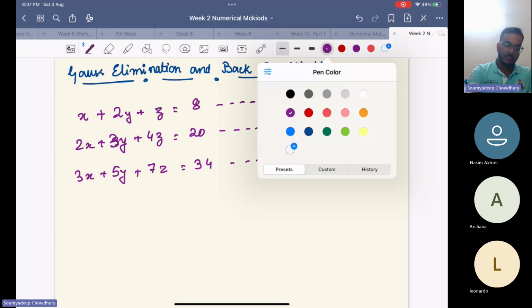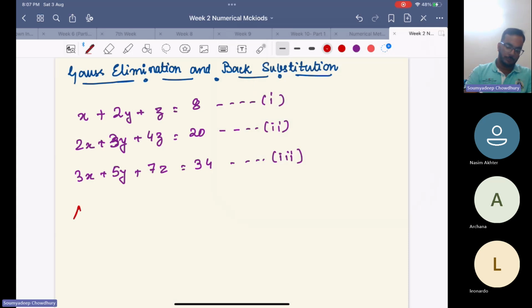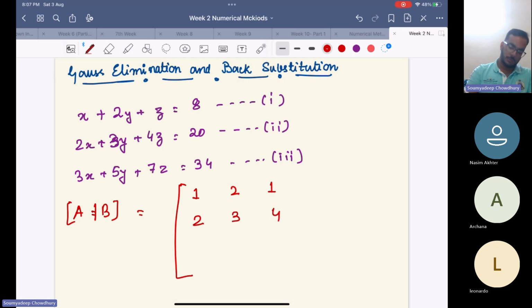The first thing is you have to write the augmented matrix A|B. So it is basically 1, 2, 1. First write A here, 2, 3, 4, 3, 5, 7. Then we draw a line here, 8, 20, and 34. So this is my augmented matrix.